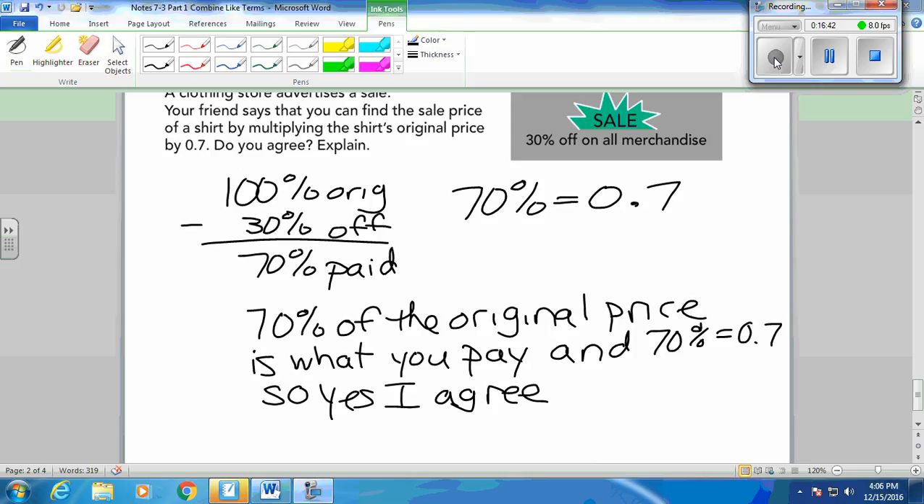Right? So I again am looking at this as 100% is the original price, 30% off is what we're saving, so 70% would be what we're paying, and so I just calculated again that 70% is the same thing as 7/10. So I'm stating that 70% of the original price is what you pay, and 70% equals 7/10. So yes, I agree with that statement.